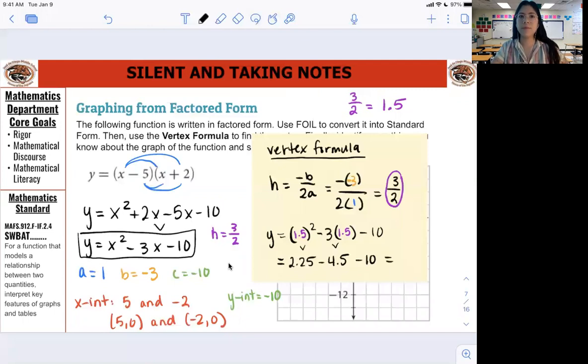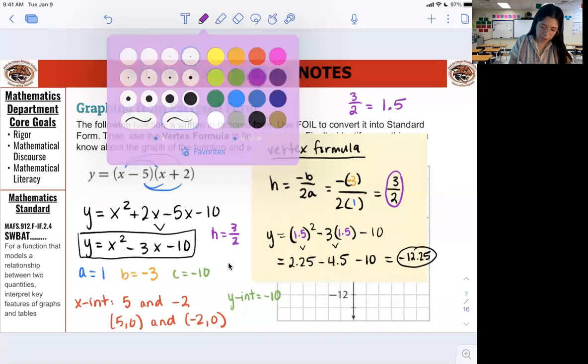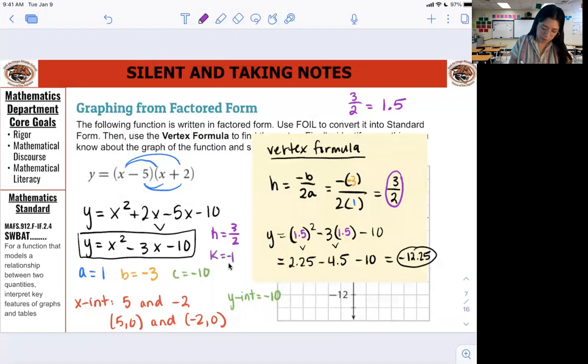Negative 12. I feel like there's a decimal there. 2.25 minus 4.5 minus 10. Oh, negative 12.25. I did something wrong on my calculator. There you go. Negative 12.25. So K is negative 12.25. And we knew that H, when we turn it into a decimal, is 1.5.